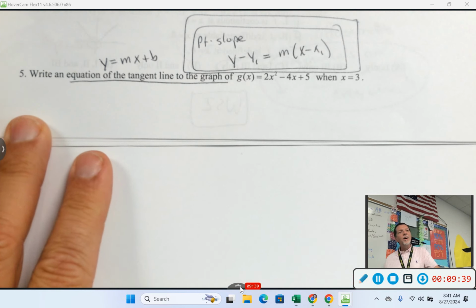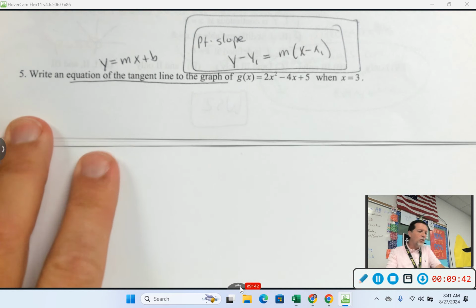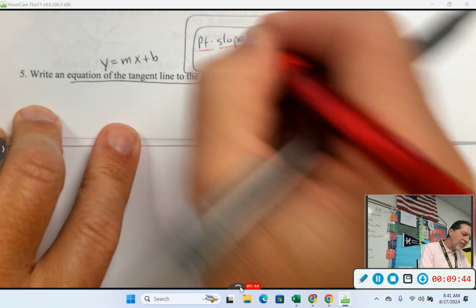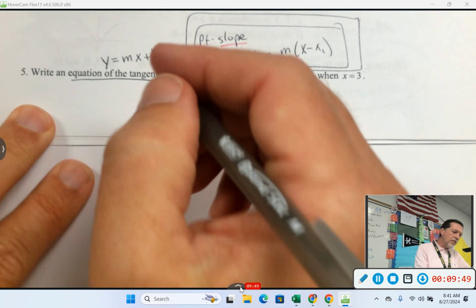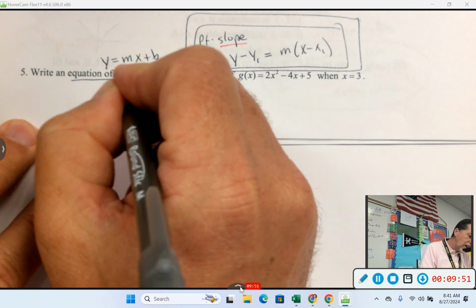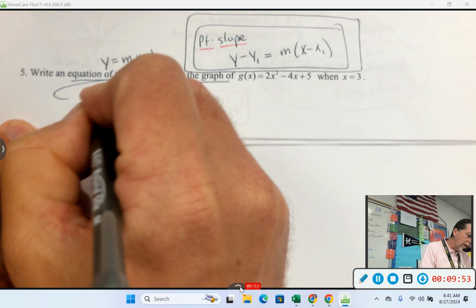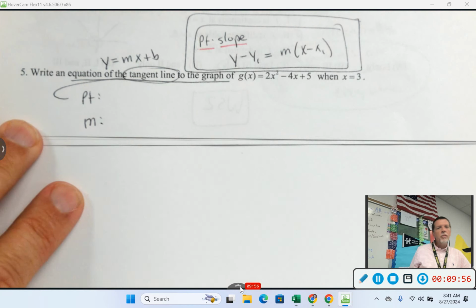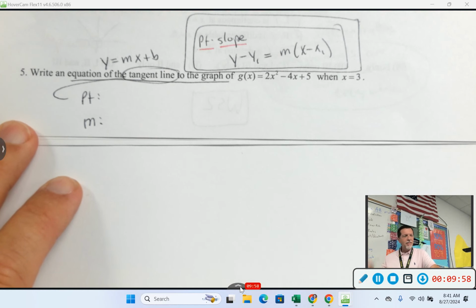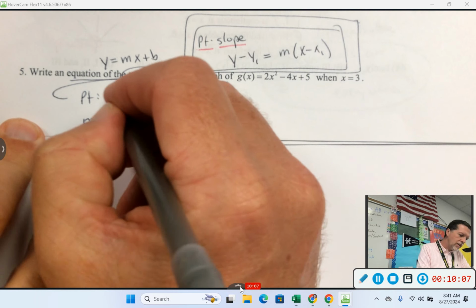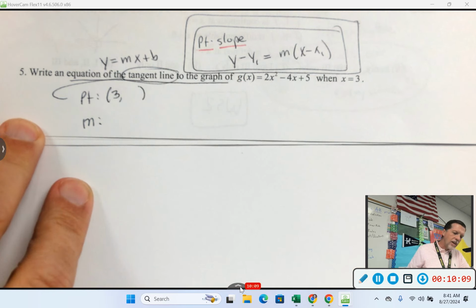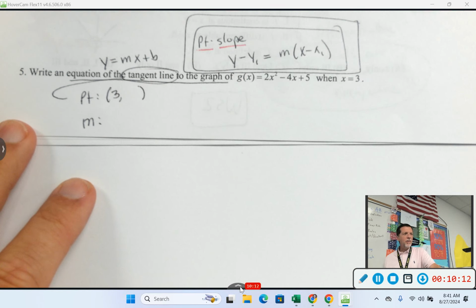We use that one a bunch because in order to use it, you need a point and a slope. So whenever it asks you for a tangent line, you should almost immediately be thinking, all right, I need a point and a slope, and once I get that, then I'll be fine to write the point slope form of the line. Okay, so I need a point. Well, it gave me x equals 3, so I guess I'm halfway there. How would I find the y value?